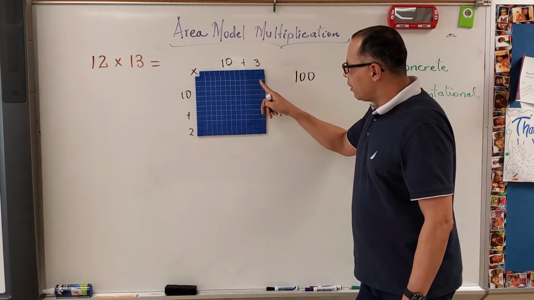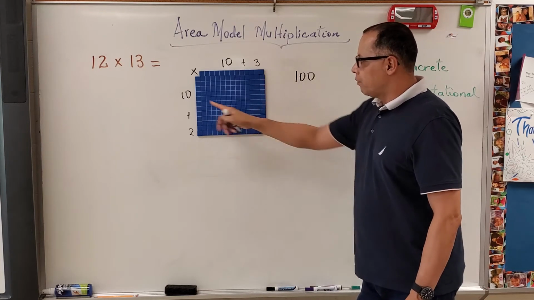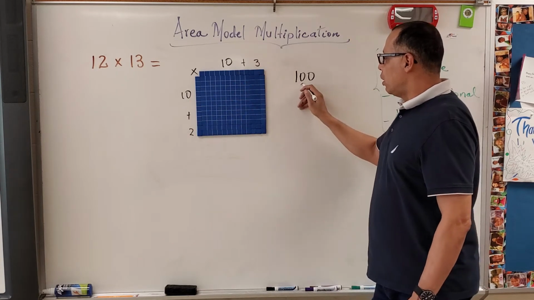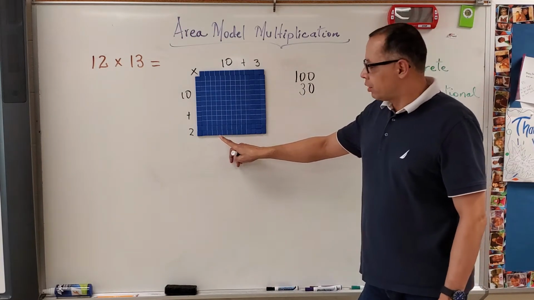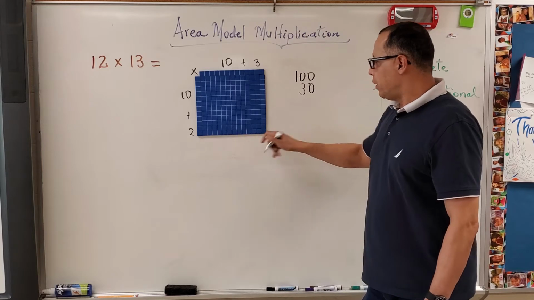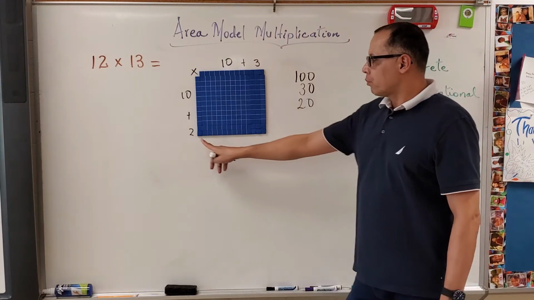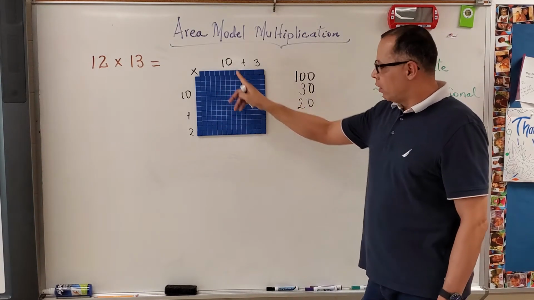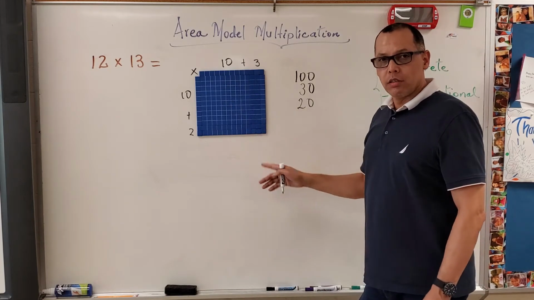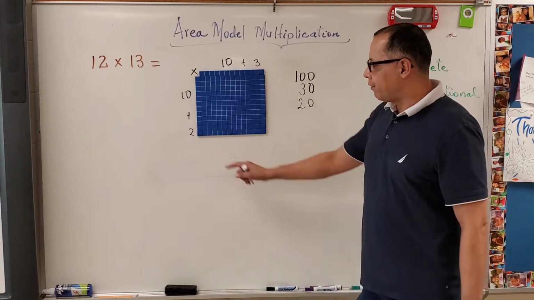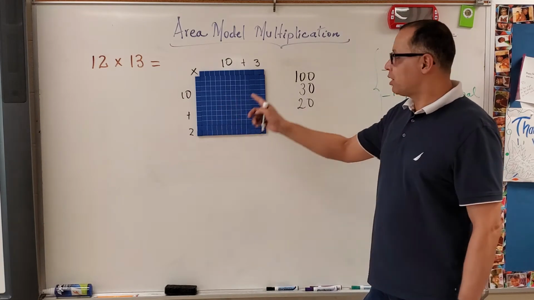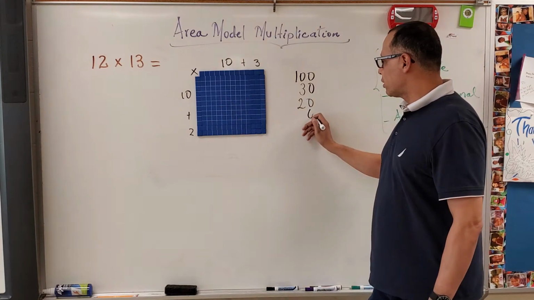It is 10, 20, 30. That is 10 times 3 equals 30. Now, this is my other partial product. 10, 20. How did I get 20? 2 times 10. Now, my last partial product. What do you think? How did I get it? Right. 2 times 3 equals 6.